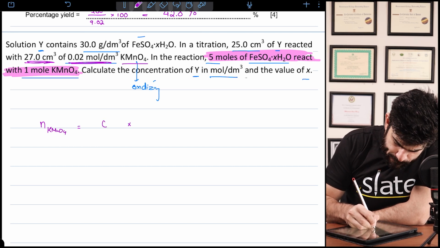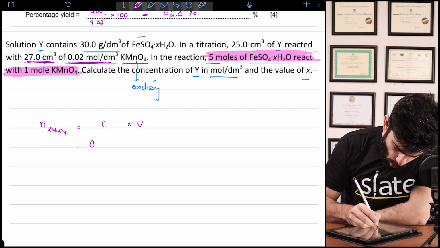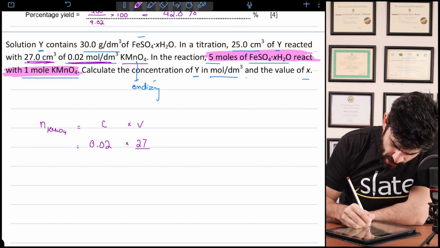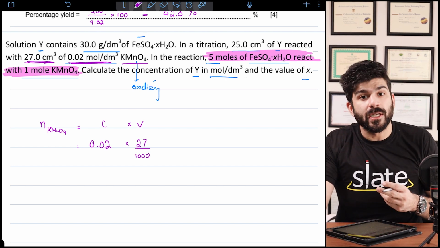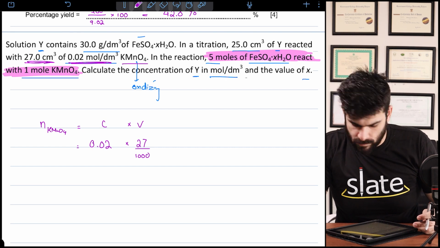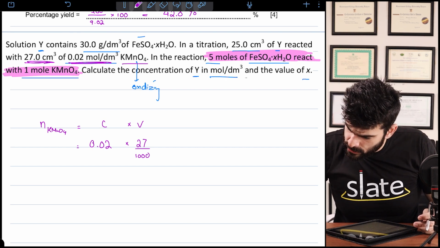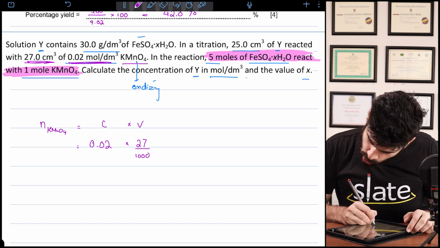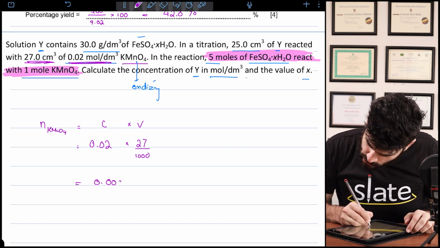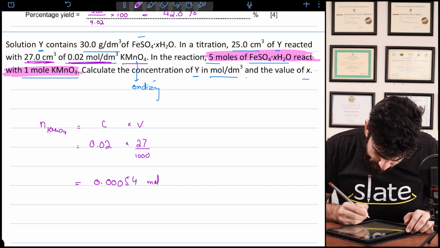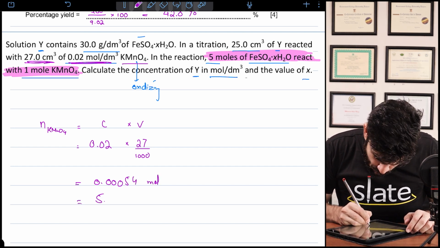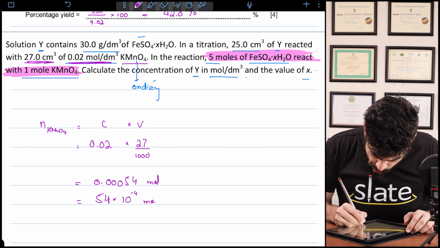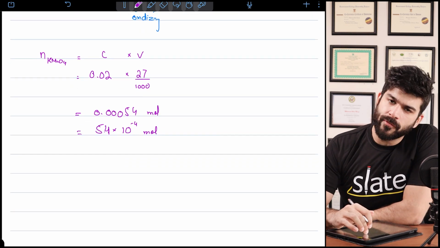So n equals C into V. So concentration 0.02 and volume is 27 divided by 1000. Let's calculate the value. 0.02 into, and the answer turns out to be 0.00054 moles, or we can write it down as 5.4 into 10 raised to the minus 4 mole. That's the moles of KMnO4.